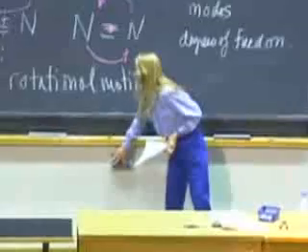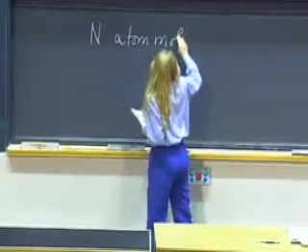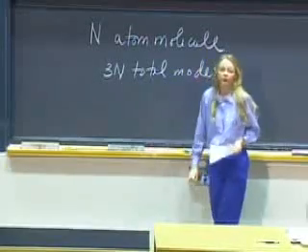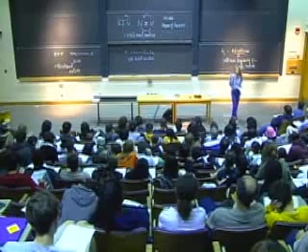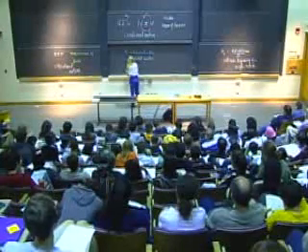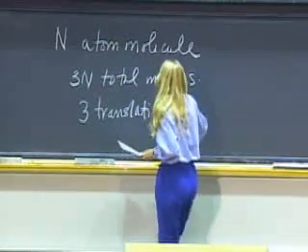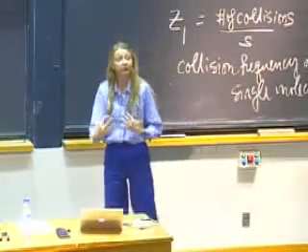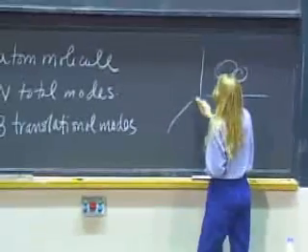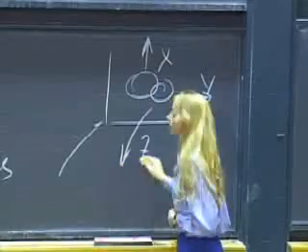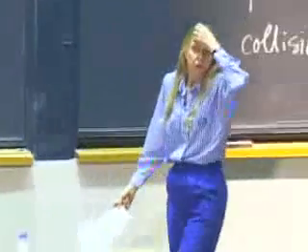Now, in general, if you have an N-atom molecule, you've got 3N total modes. All right? When I say total modes, that means the sum of translation, rotation, and vibration. Okay? Of those 3N total modes, 3 of them are translational modes. Why do we have 3 translational modes? We have 3 translational modes because we're operating in a 3-dimensional space. So if we have some molecule here, that molecule has motion in the x direction, in the y direction, and also in the z direction. Those are the 3 translational modes of the molecule.